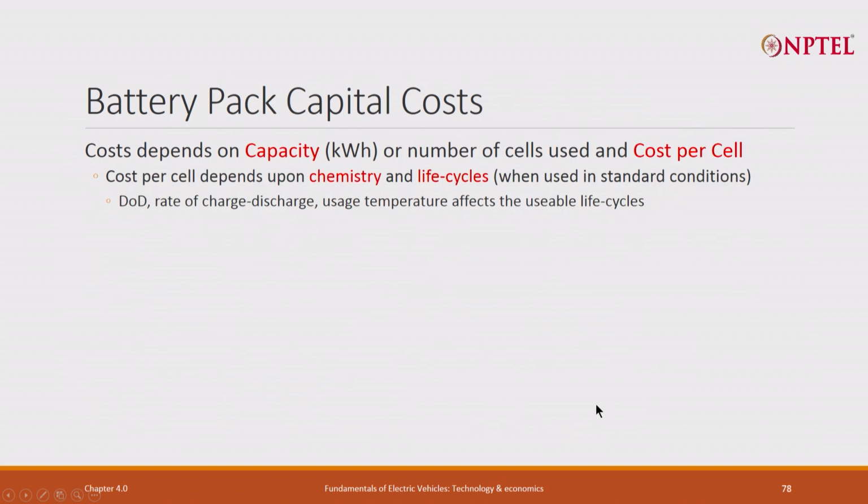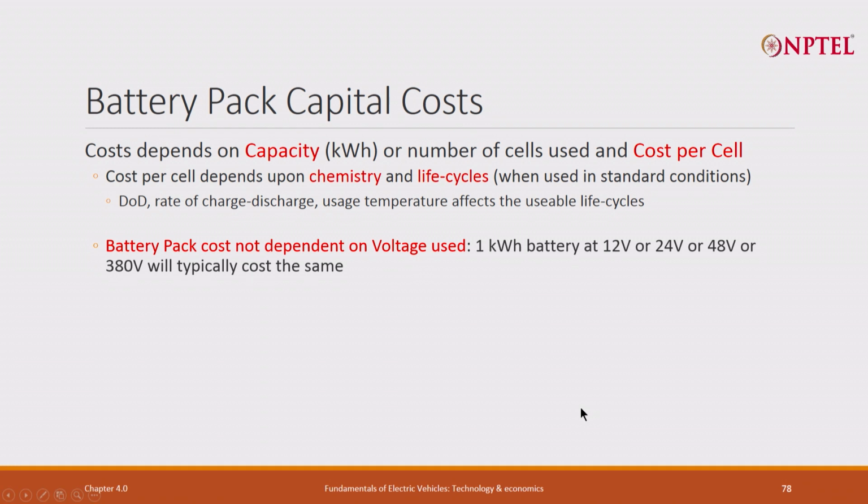How do we do this computation? So cost depends, of course, capital cost depends on capacity, on number of cells used and cost per cells, as well as all the mechanical, electrical, thermal design, pack design. And as I told you, cost of cells depend on the chemistry, and the chemistry in turn will give you a certain life cycles when used in standard condition. And of course, we have also discussed enough that we need to take into account the depth of discharge, rate of charge discharge, usage temperature and usable life cycles.